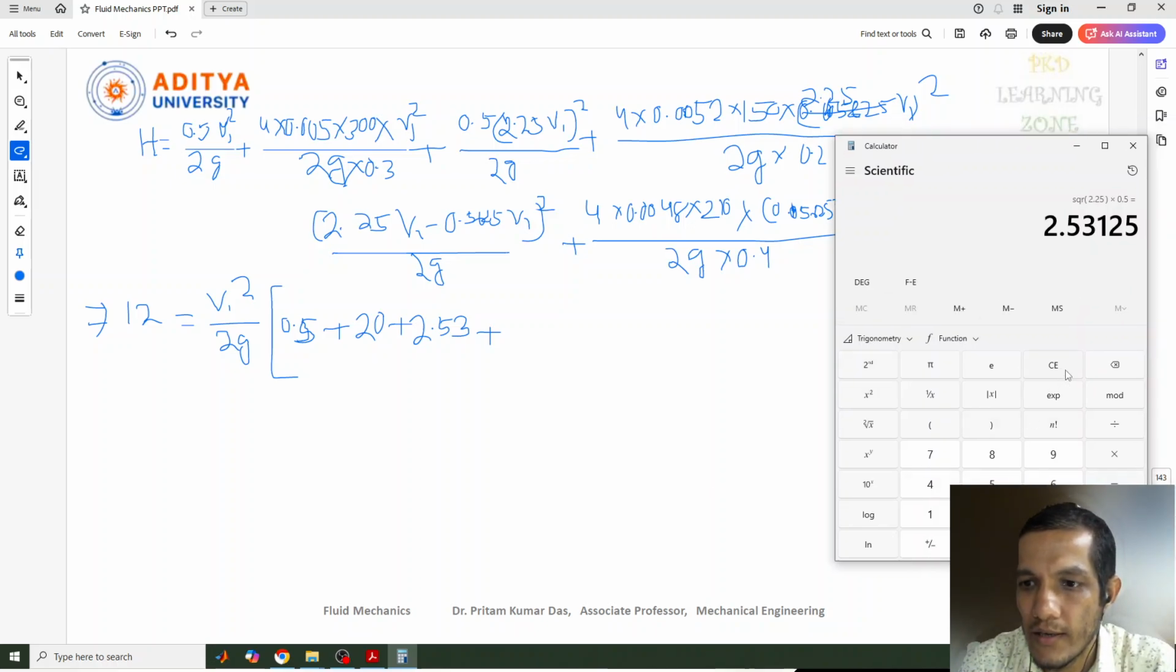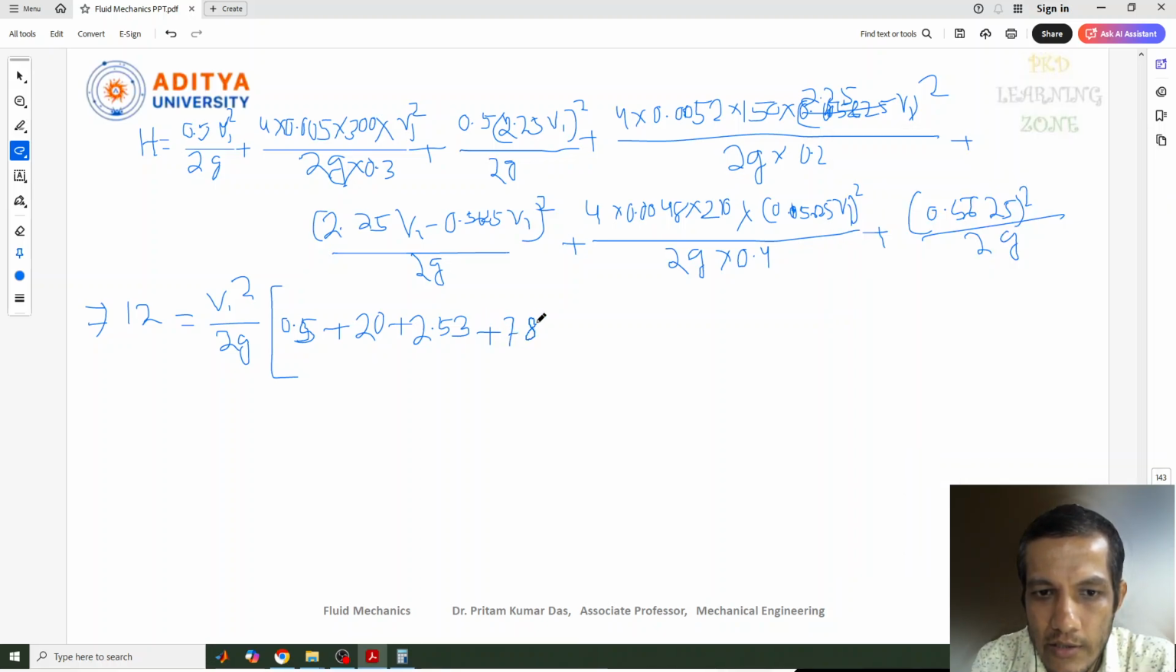Next is, again if you see here, next value is v1 square by 2g gone, so remaining how many are there? So that is 4 into 0.0052 and multiply of 150 into 2.25, again 2.25 multiply it, equal to this much and divided by 0.2, 78.975. Anyway, what are the values came? We can write the same thing, 78.975.